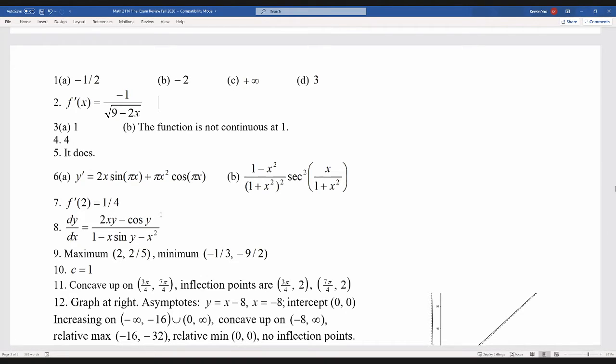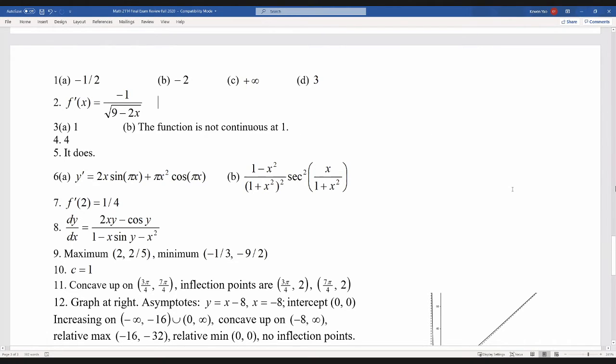So first, the answer: the limit is 1. The second answer: the function is not continuous at 1. The reason is that the limit value and the function value are not the same, right? So the answer, the function is not continuous at 1. Or you can say it's discontinuous at 1, right?